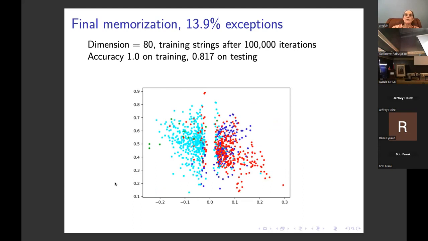So after 100,000 iterations, dimension 80 achieves accuracy 100% on the training set and is now at 81.7% on the testing set. And this is the scatter plot. So we can see that the vectors for the strings that needed to be moved got moved. There are cyan ones on the right and red and blue on the left, and there are green ones on the right as well.